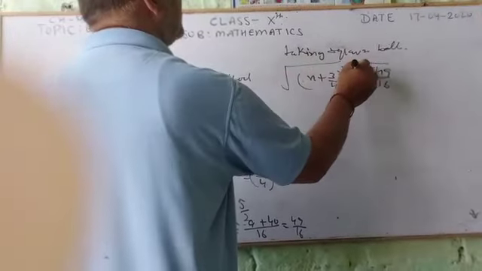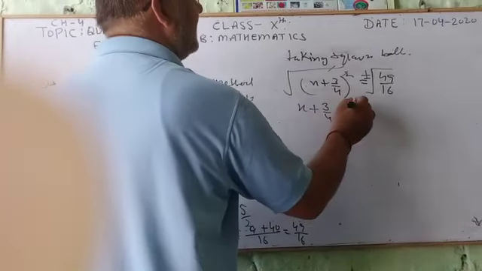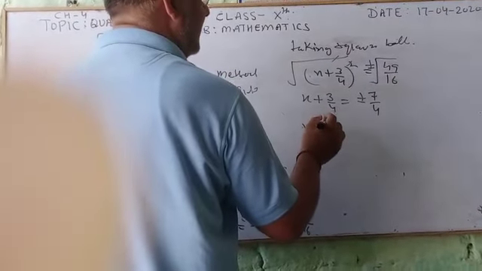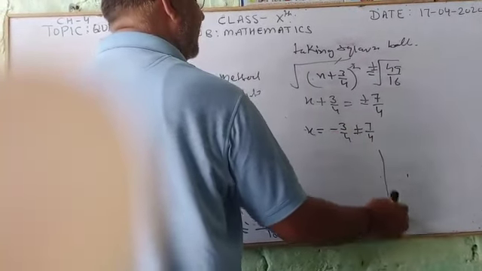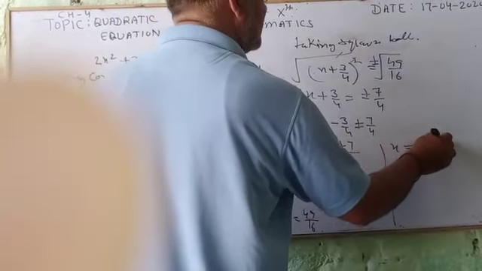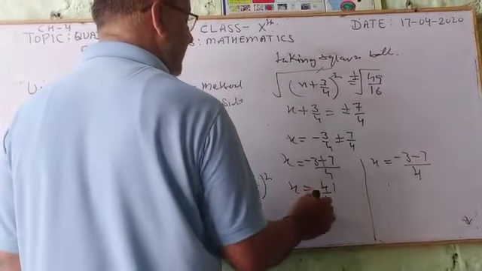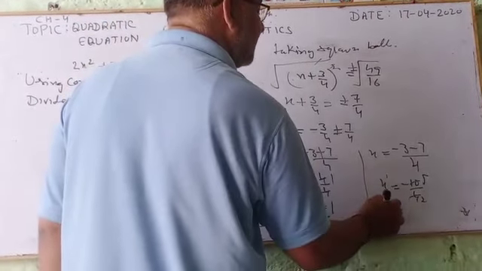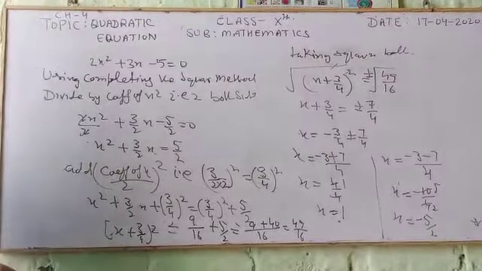So taking the square root with plus minus sign, the square cancels out by the square root, and we get x plus 3 upon 4 equal to plus minus the square root of 49, that is 7, over the square root of 16, that is 4. So x equal to minus 3 by 4 plus minus 7 upon 4. First taking the plus sign and then the minus sign: minus 3 plus 7 is 4 upon 4, so x equal to 1, and x equal to minus 10 upon 4, that is minus 5 upon 2. So students, we used the completing the square method to find the two values of x.